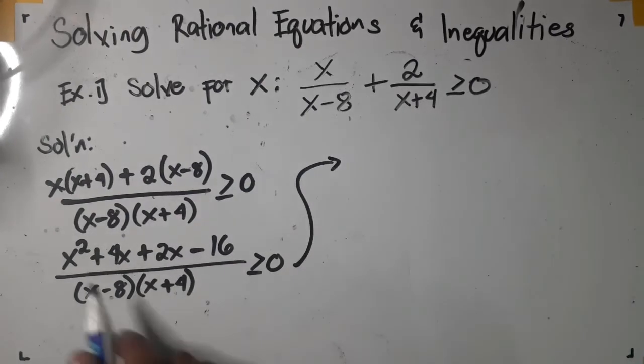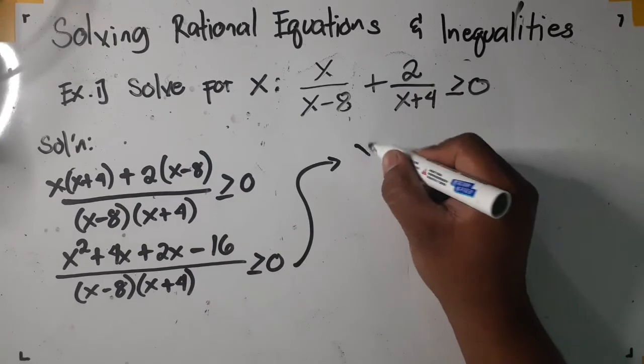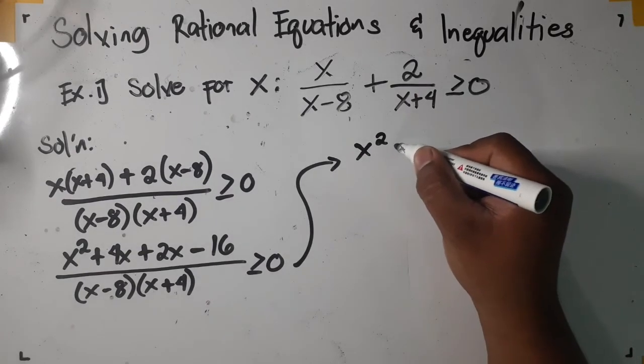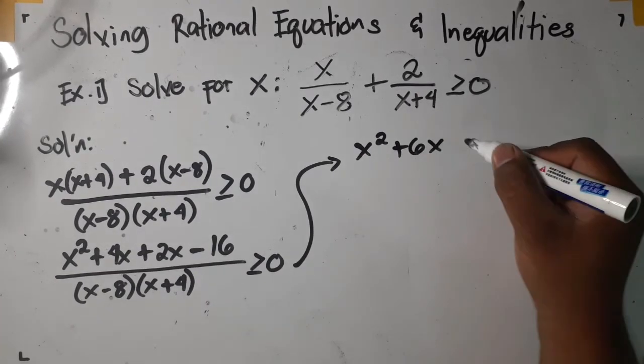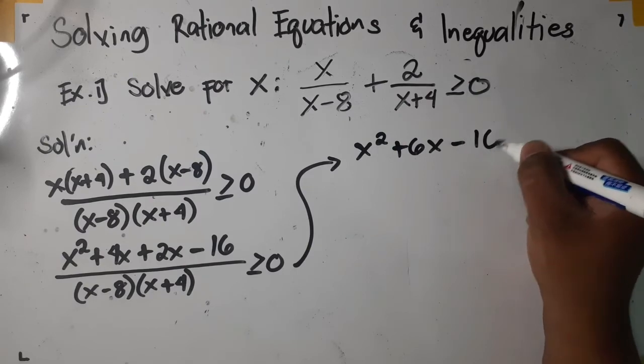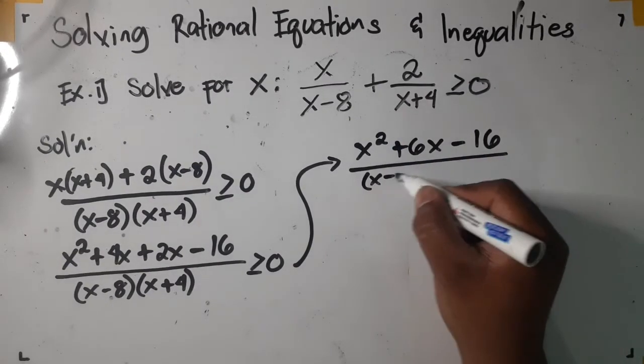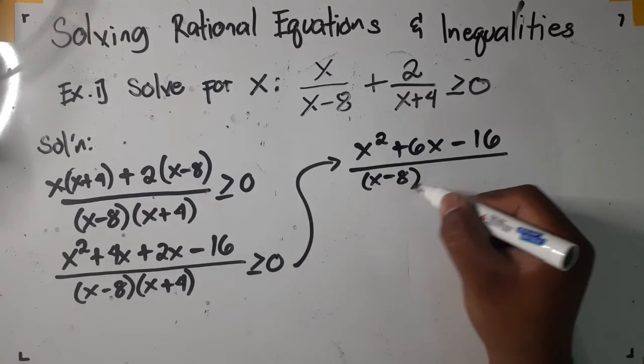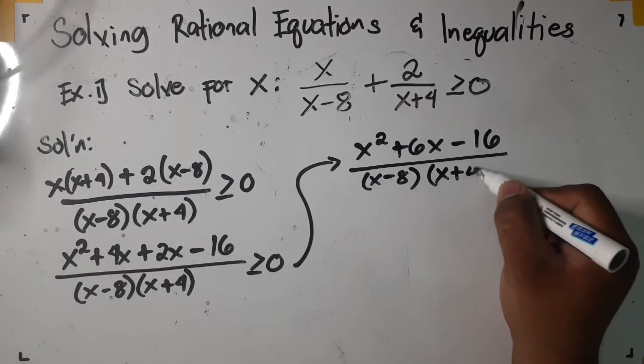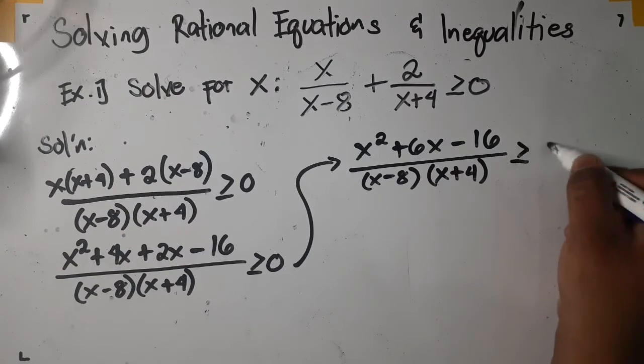Okay, so let's simplify. So you have the x squared. Combine like terms, 2x plus 4x, you have the 6x minus 16. Okay, all over x minus 8 times x plus 4. Okay, greater than or equal to 0.